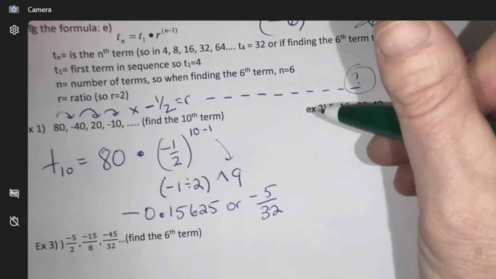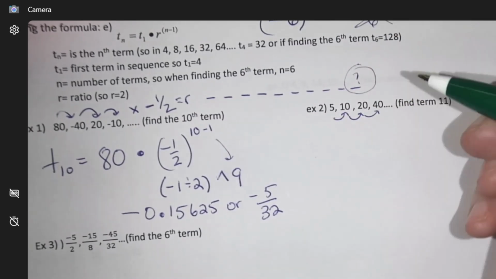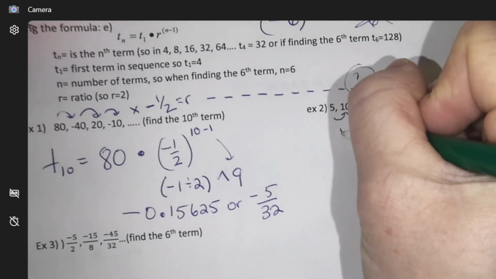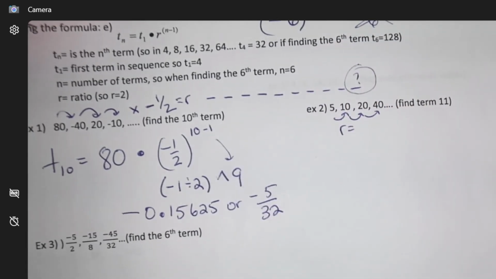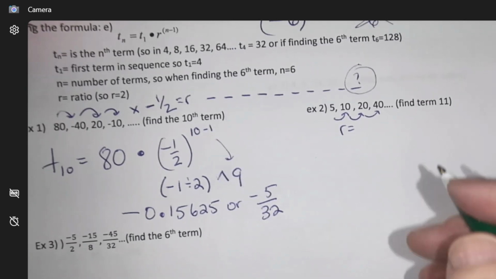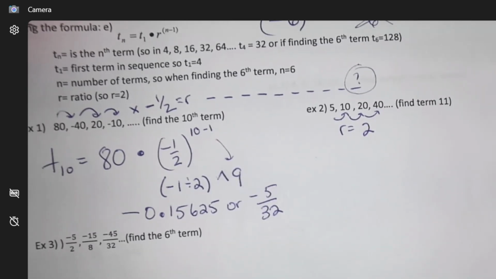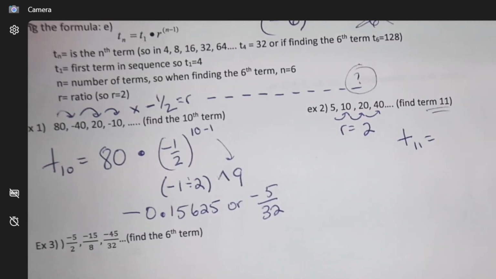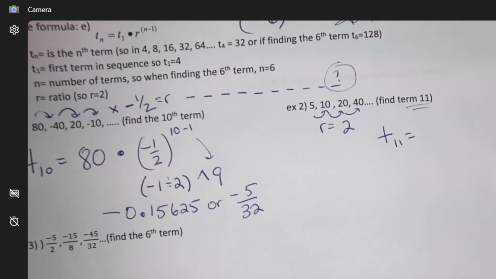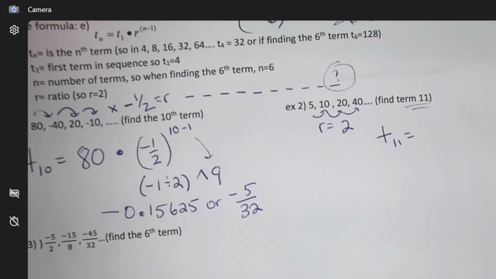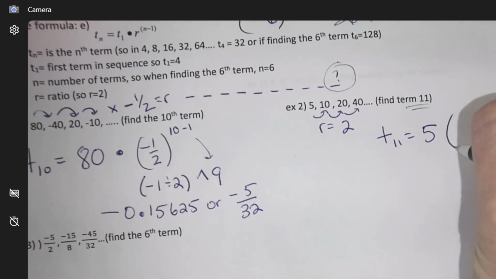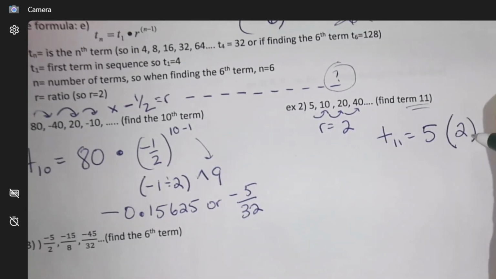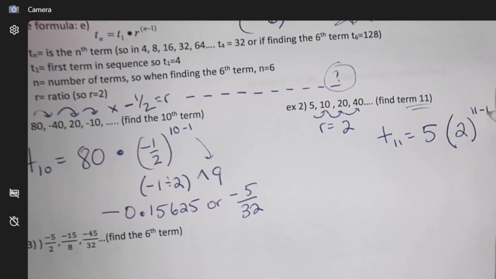Okay, number 2. So tell me, first of all, what is the ratio of this pattern? What is the multiplier? So it looks like 2. So what am I doing? I'm going to find term 11. So the formula says term 1, so 5 times the r to the n minus 1.